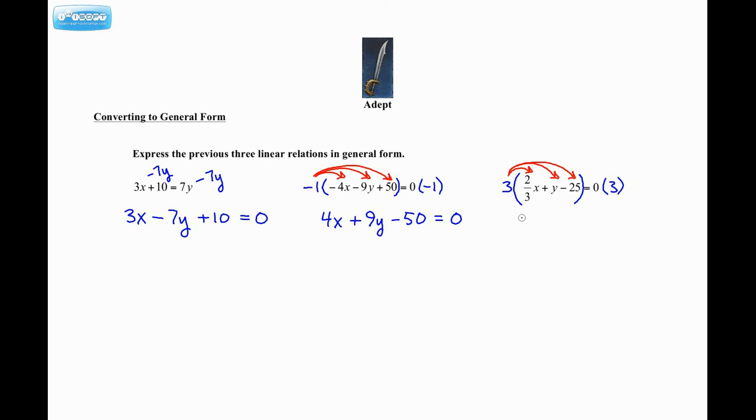So this gives me 2x. And then I have 3 times positive y, so that is plus 3y. 3 times negative 25, remember, watch your sign, that is negative 75. And 0 times 3 is 0. So now this is in general form. For the next 6 examples, we're just going to practice converting the equation, however it is written, to general form. For the first one, we have y equals negative 2x plus 1.